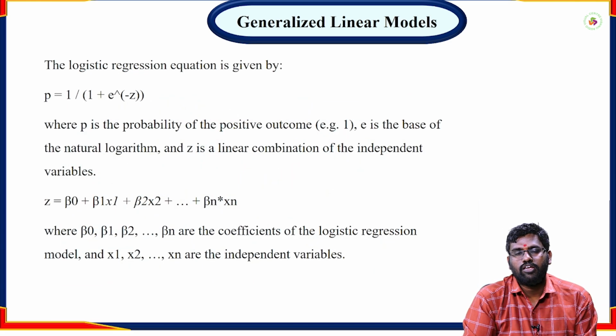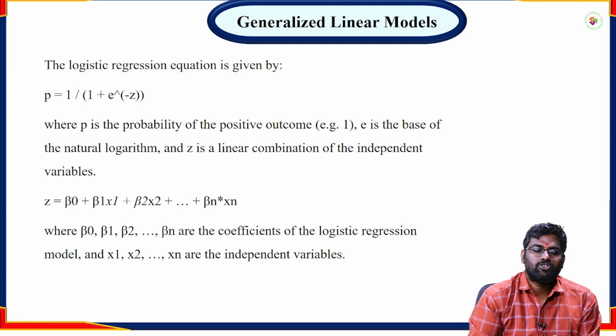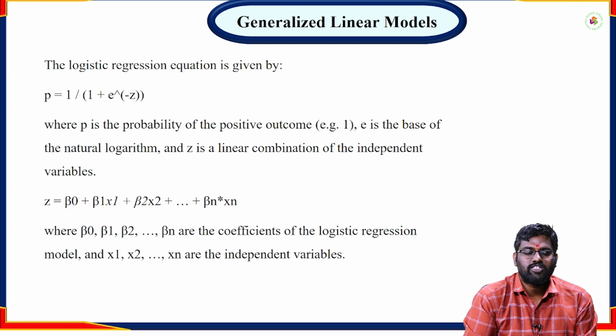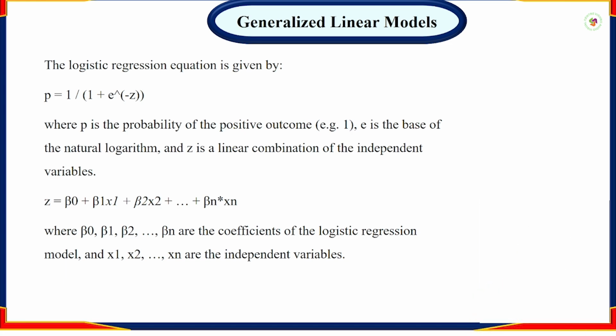I have taken the particular equation for this logistic regression. See, P is equal to 1 by 1 plus e power minus z. P means the probability value, so that means 1 or 0 based on our conditions. Z means beta naught plus beta 1 x1, and so on. These are all the equation for multiple linear regression, so Z means the multiple linear regression values.